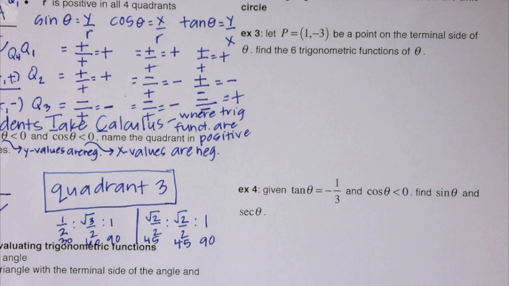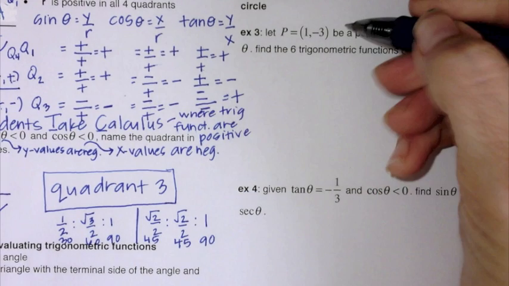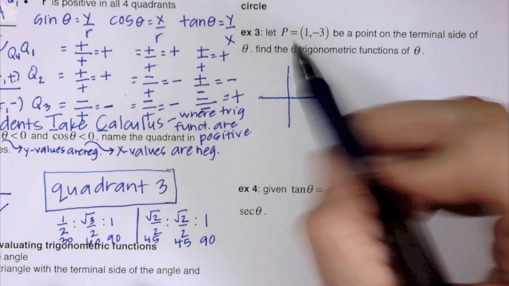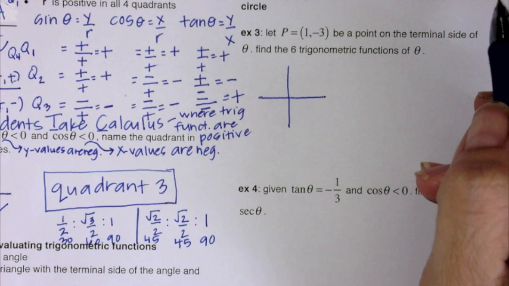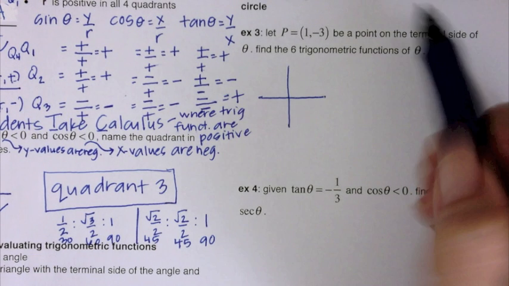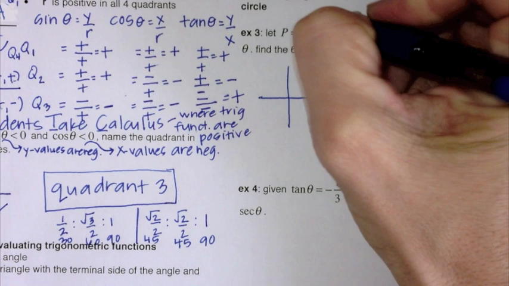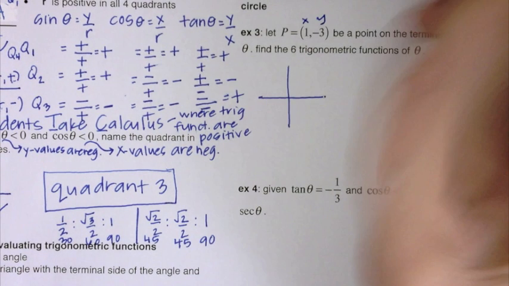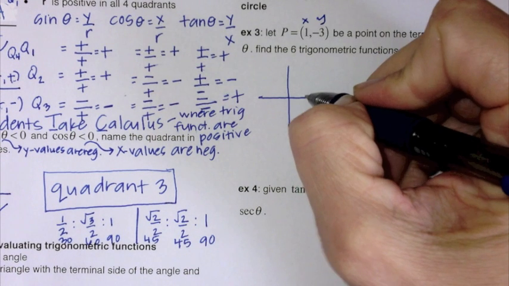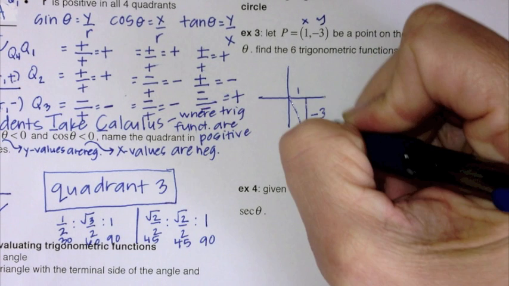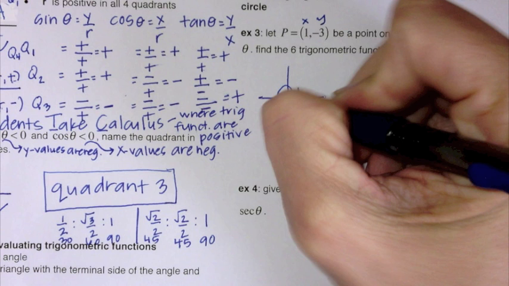So what you're going to want to do is actually draw out whatever they give you. So when in doubt, draw it out. So let P be a point on the terminal side of theta, and it's the point 1, negative 3. So the x is positive and the y is negative. So you're going to go 1 and then negative 3. So here is theta. Probably did something like that.